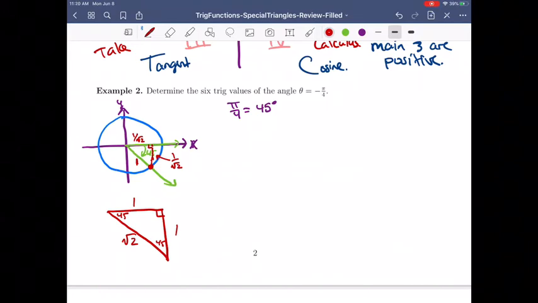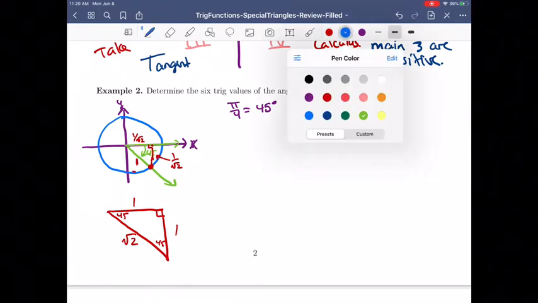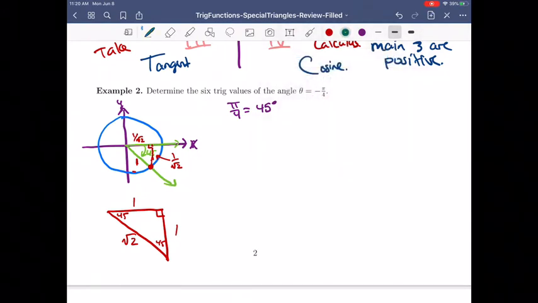It doesn't matter what you use, but you need to think about where it is in the plane. So it's in quadrant 4, where only cosine is positive. We want to be careful about that. So when we're doing our trig functions, we want sine of negative pi by 4.